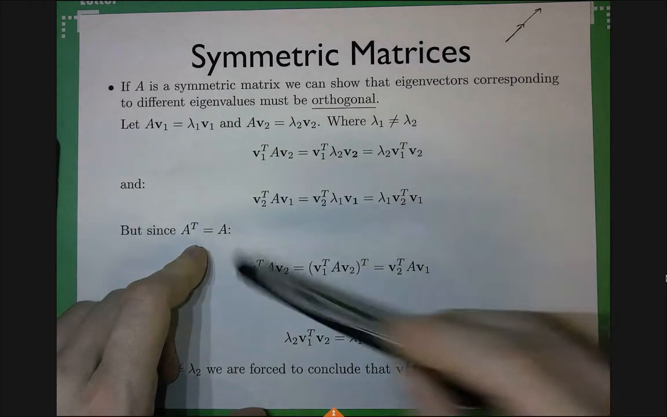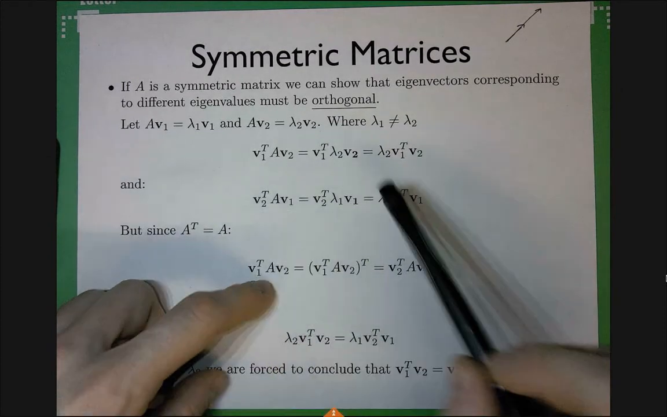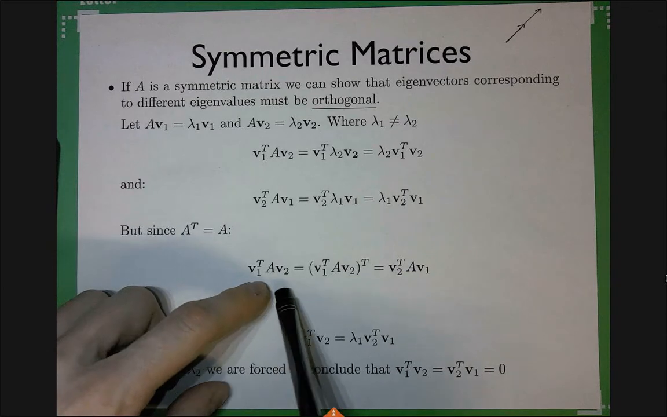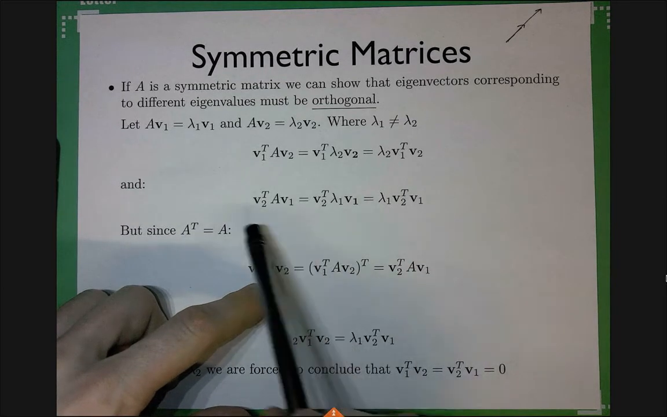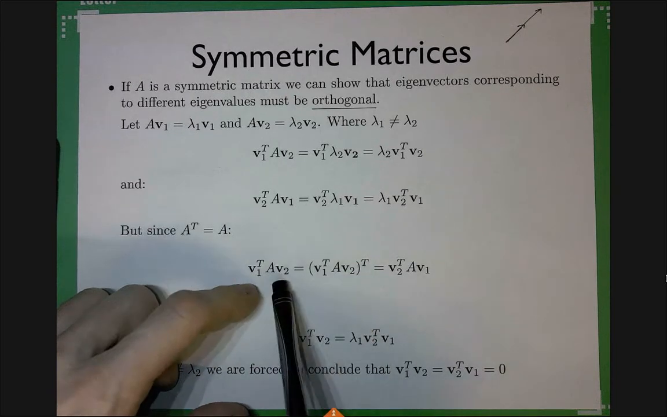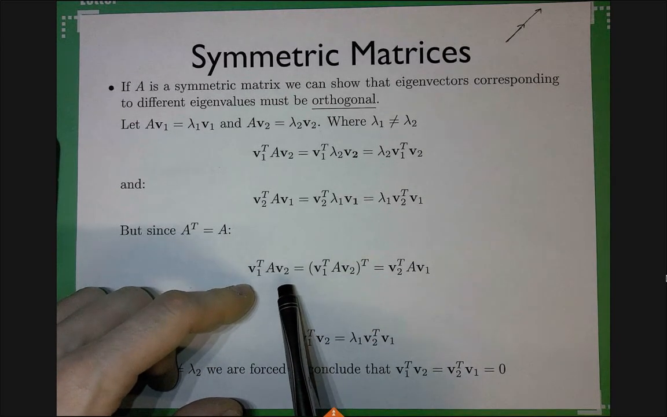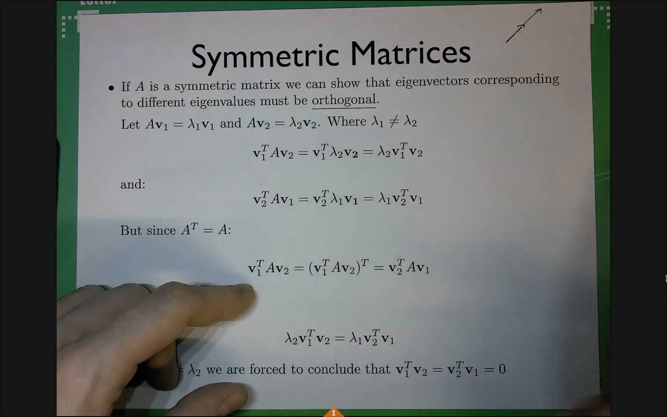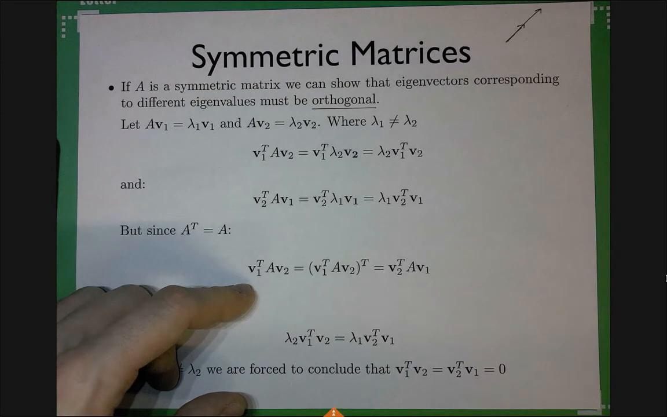And because A is symmetric, I know that these terms will be the same. So V1 transpose AV2, I can transpose the entire thing. This is just a scalar, right? So a scalar equals its transpose. The scalar is the funny case of a 1-by-1 matrix. So if you transpose a 1-by-1 matrix, the transposition does nothing to it.